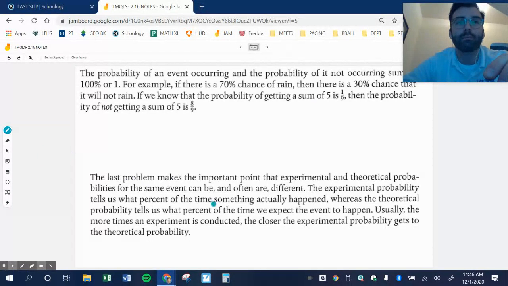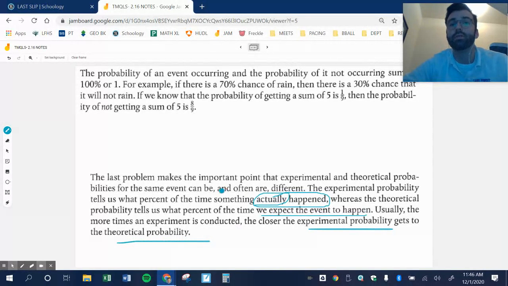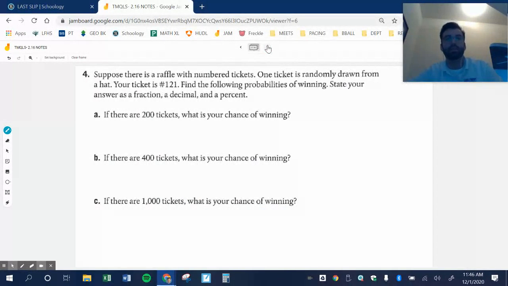Okay. The last problem makes an important point that experimental and theoretical probabilities for the same event can and often are different. The experimental probability tells us what percent of the time something actually happened, whereas theoretical probability tells us the percent of what we expect to happen. Usually, the more times an experiment is conducted, the closer the experimental probability gets to the theoretical probability. All right, so experimental is something that really occurs. Theoretical is something that could potentially occur. And I think you guys kind of got that. That was all about number 3. We skipped number 3. That one, I don't see us doing anything like that.